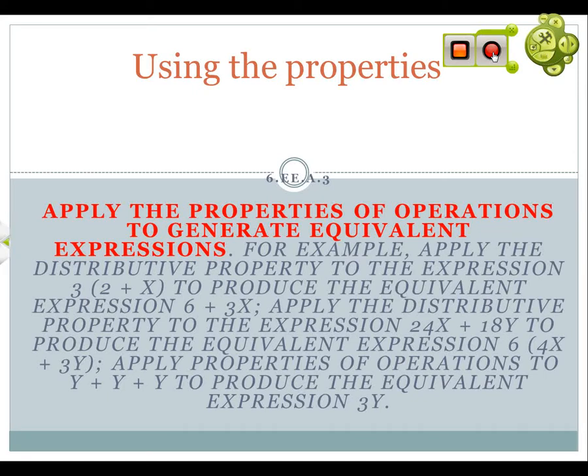Okay, now we're in business. So today we're going to be learning about properties. Today we're going to be learning about properties, and we're going to be able to apply the properties of operations and generate equivalent expressions.